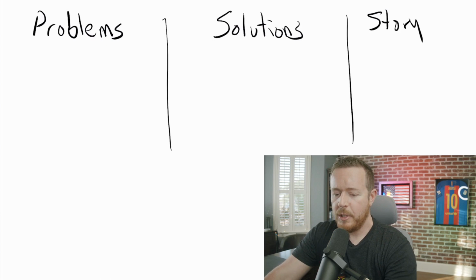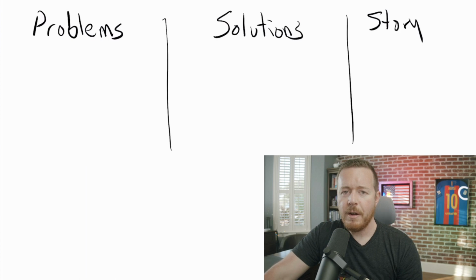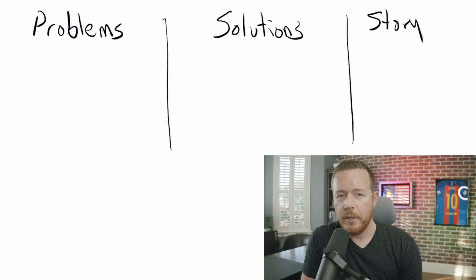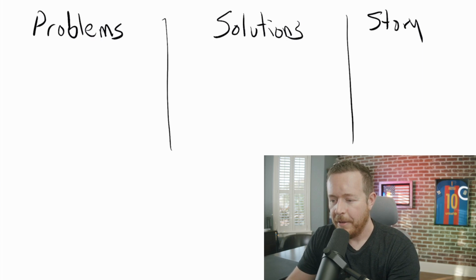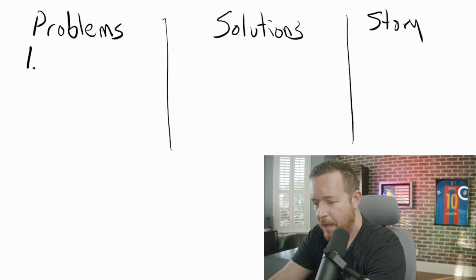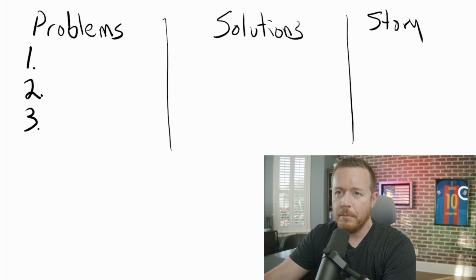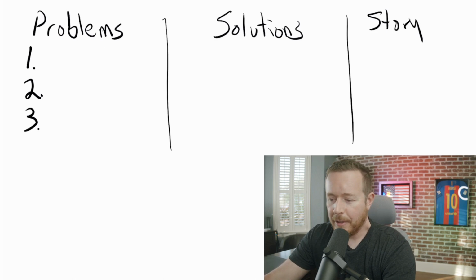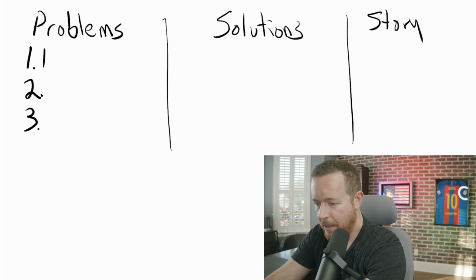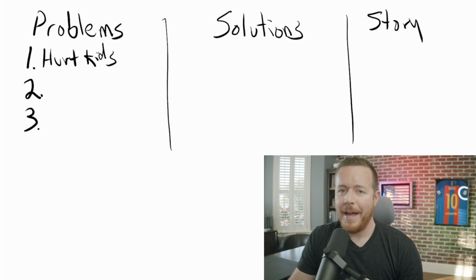So now what you want to figure out is what are all of the problems that your ideal clients typically have. If you're going after parents, maybe one of the problems is that they don't want to alienate their kids. They don't want to hurt their kids. And that's why they don't actually want to get a divorce. They want to stay together for the kids. They're miserable in the marriage, but they don't want to get a divorce.